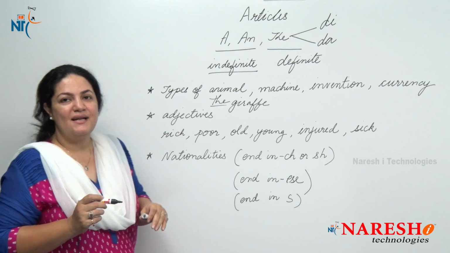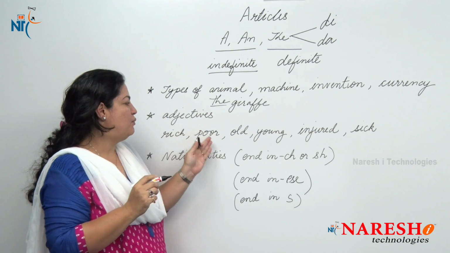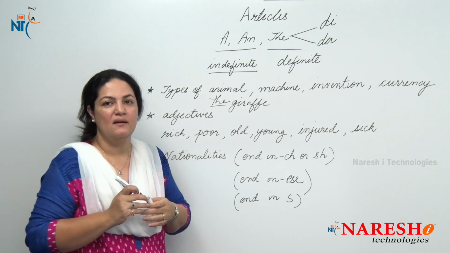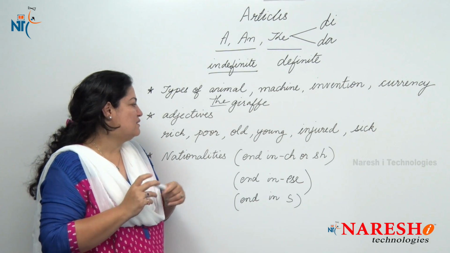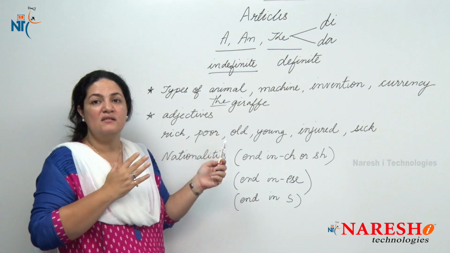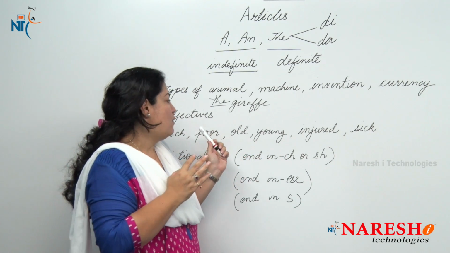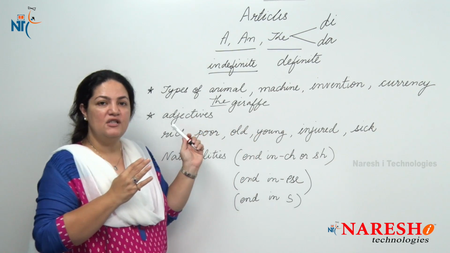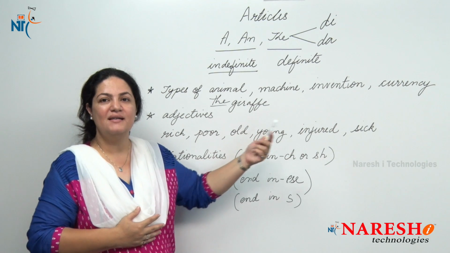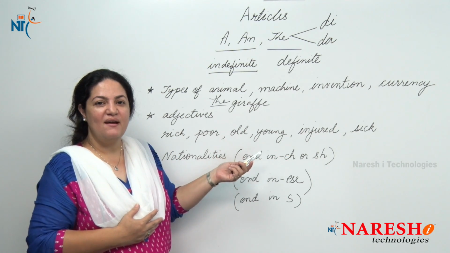Next one, when we are using adjectives to define people on the whole. Now here rich, poor, old, young, injured, sick. These are the examples that I have taken. So here generally what happens is when you are talking about a person as a single person, okay, he is a rich man. So I'm just talking about one person here. Okay. Now if I want to refer this rich to all people who are rich, then I would say the rich should pay more taxes. Do you think the rich should pay more taxes? I don't think so, they are already paying huge taxes.